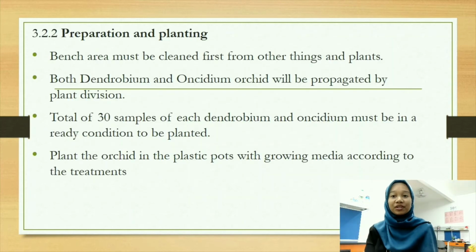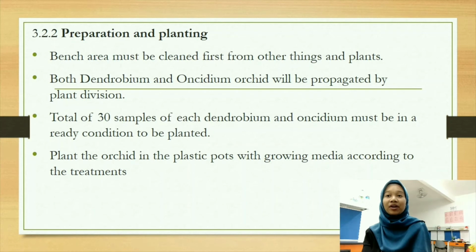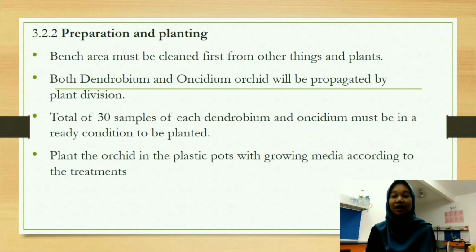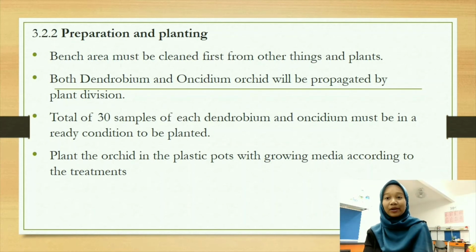Second step is preparation and planting. The bench area must be cleaned first of other things and plants. Both dendrobium and oncidium orchids will be propagated by plant division. A total of 30 samples each of dendrobium and oncidium must be in ready condition to be planted. Plant the orchids in the plastic pots with growing media according to the treatments.